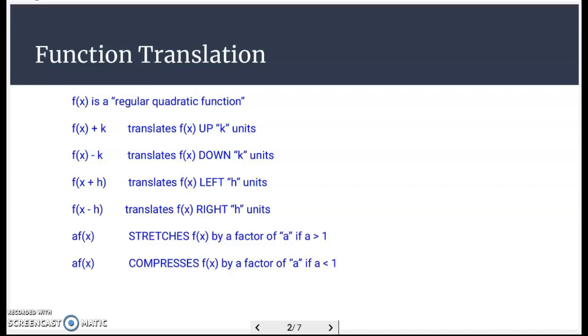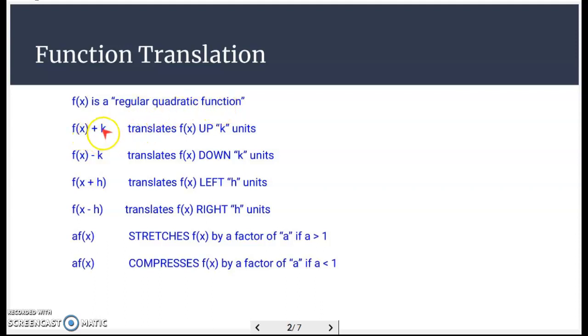Welcome back, everybody. In this video we're going to be talking about function translation. It's worth pointing out just f of x. The function could be anything. We're going to focus on quadratics, but f of x can be absolutely any function. In the examples today, we'll use regular quadratic functions.